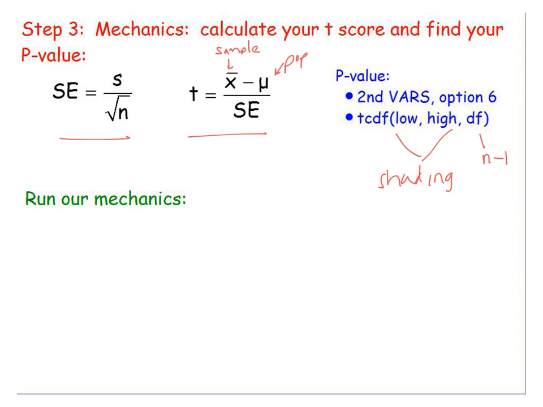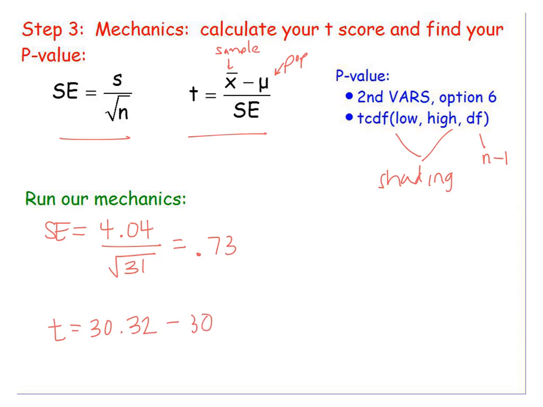So let's run our mechanics. We need the standard error. If you go back in your packet, turn all the way back to the second page where we found S, because we need S. That was 4.04. And we're dividing it by the square root of n. If you remember, there were 31 speeding vehicles. And so our standard error, which hasn't changed from the first time we found it, is 0.73. So now we have to find our t-score. The sample mean, also from that second page in your packet, came out to be 30.32. Our proposed speed limit is 30 miles an hour, divided by 0.73. And I end up with 0.44.